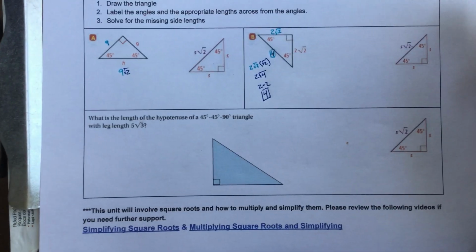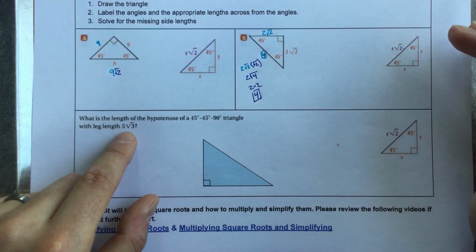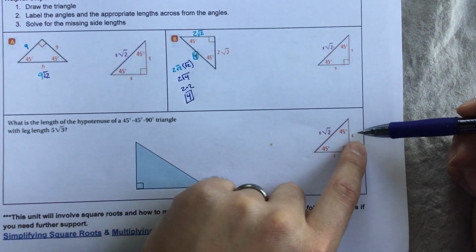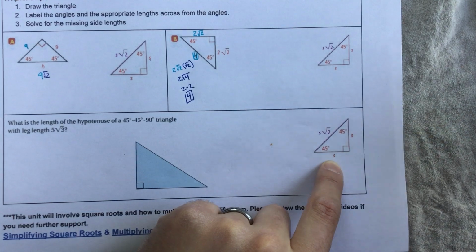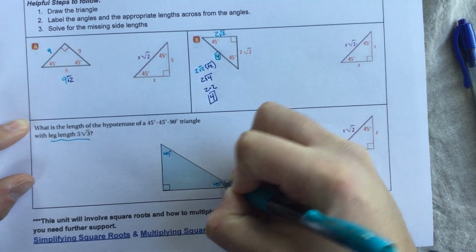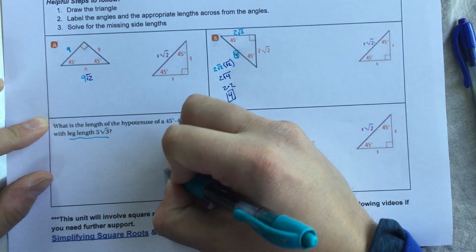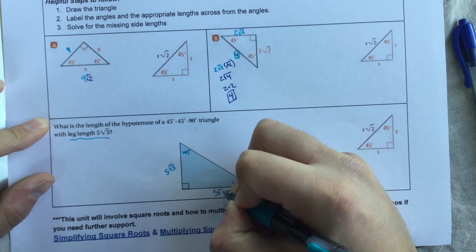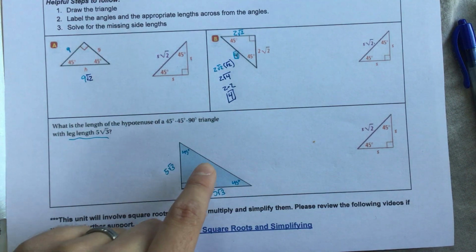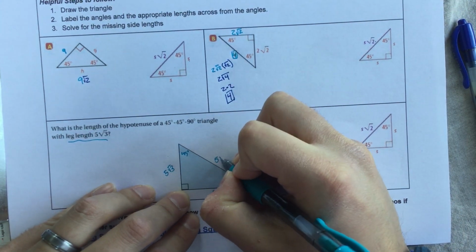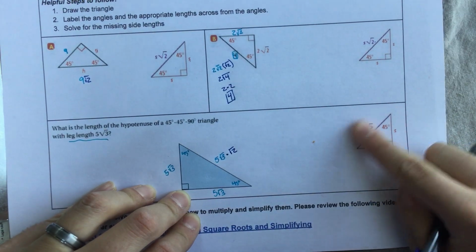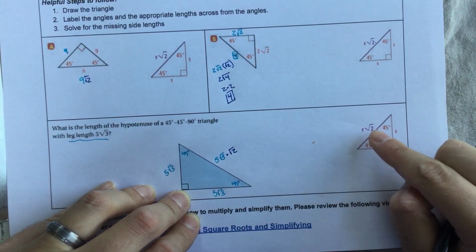Let's look at the last example. What if I told you the leg length, not the hypotenuse, was 5 square roots of 3. So again, 45, 45, 90 triangle. My two legs are the same. So I'm going to write that in. My leg length of my 45, 45, 90 triangle is going to be 5 square roots of 3. This one would be the same. And don't forget, our hypotenuse is that leg length times the square root of 2. So 5 square roots of 3 times the square root of 2. Just like our template says. That leg length times the square root of 2.